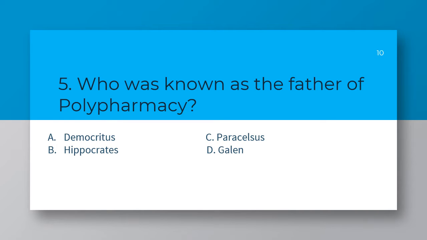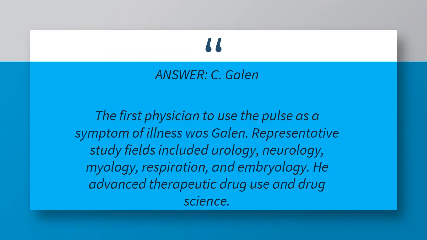Number 5. Who was known as the father of polypharmacy? Answer is C. Galen. The first physician to use the pulse as a symptom of illness was Galen. Representative study fields included urology, neurology, myology, respiration, and embryology. He advanced therapeutic drug use and drug science.